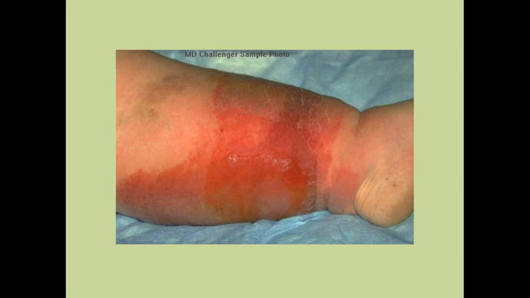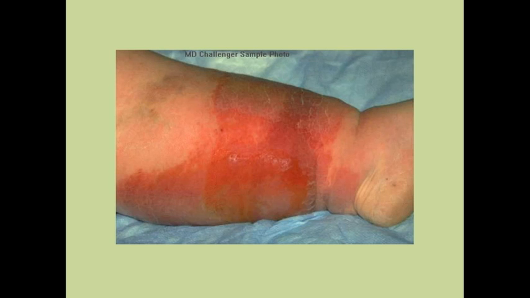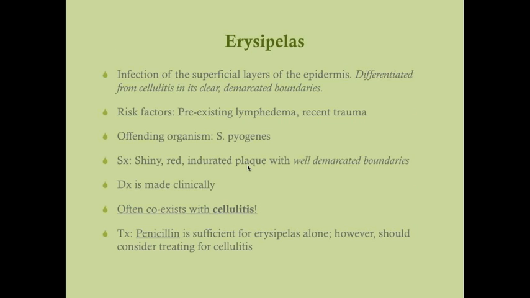Alright, what's this? So clearly here you've got erythema, but here you've got healthy tissue. So this is Erysipelas. Erysipelas is an infection of the superficial layer of the epidermis, and it's differentiated from cellulitis in that it's got clear demarcated boundaries. You could draw a line right here between the border of the healthy appearing skin to the very not healthy erythematous appearing skin, and also right here. So this is technically Erysipelas. And that's the only way it's differentiated from cellulitis.